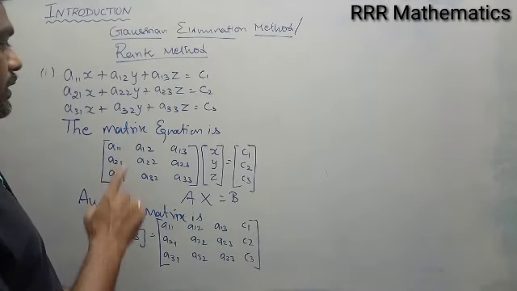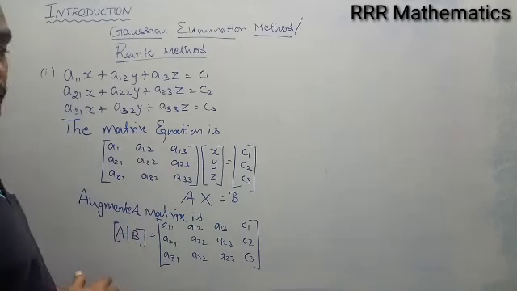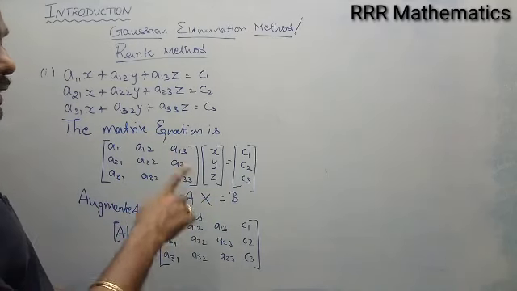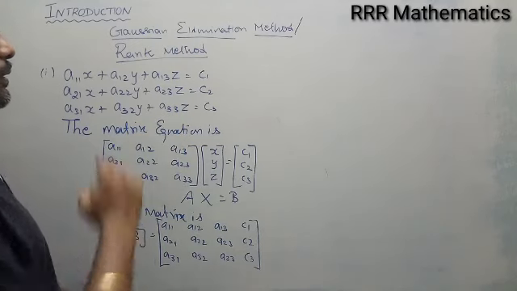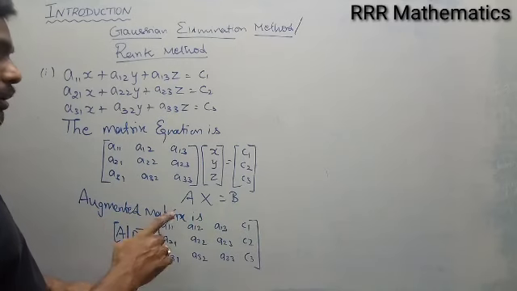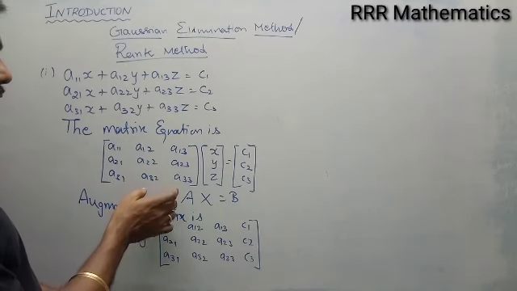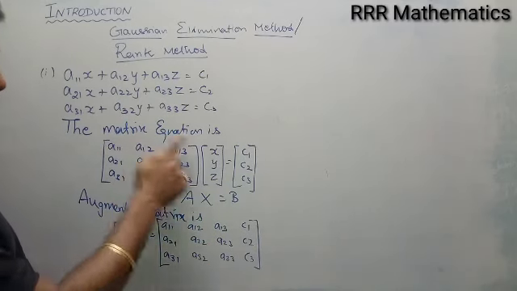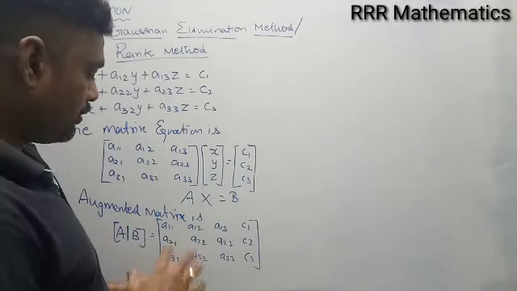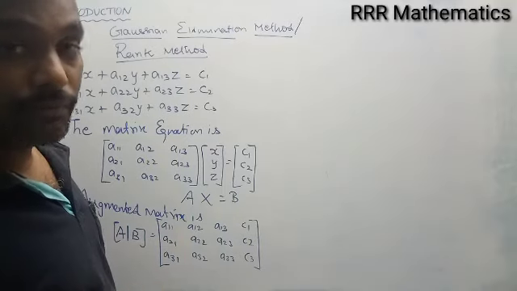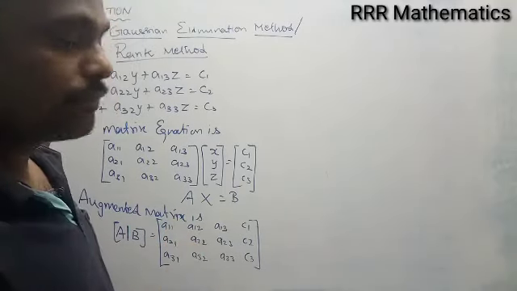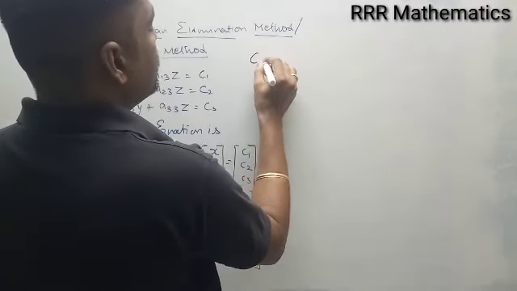Very first step, the matrix equation, which is Ax = B, where A is the coefficient matrix of x, y, z, x is the variable, and B is the constant value from the right hand side of the linear equation. Next, the augmented matrix: you want to write A and B together. Now, you want to use elementary operations to bring it into echelon form. After bringing it into echelon form, discuss the rank.